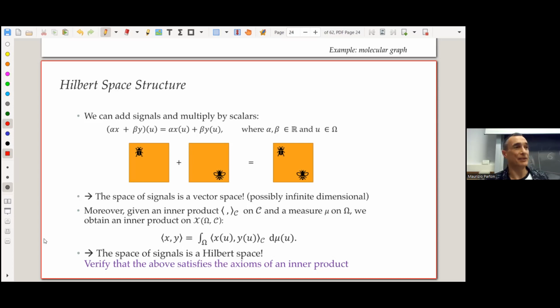If you take graphs, graphs are not a vector space. But when you look at graphs as functions on the set of nodes, functions with real values, now graphs are a vector space. This is more surprising than images.